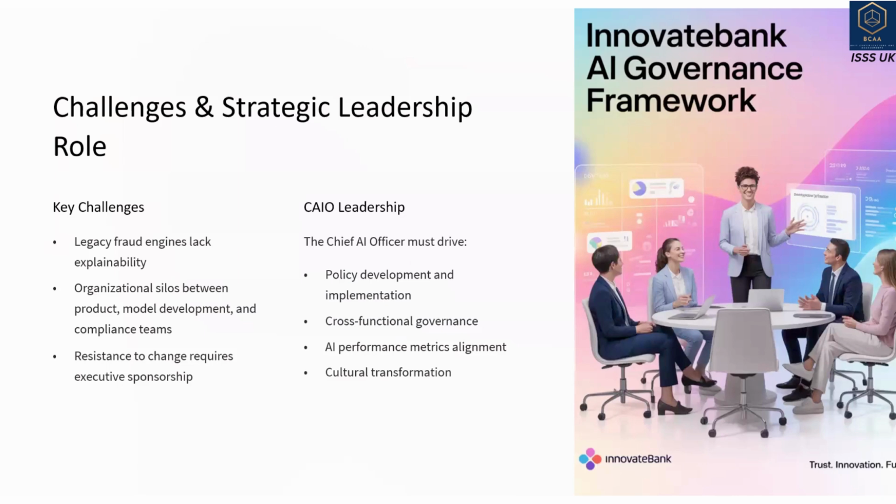And who plays an important role? The CAIO, which is your Chief AI Officer leadership role, plays an important role. What is the role description? It defines policy development and implementation, cross-functional governance across different departments, right? He is the leader. AI performance metrics alignment. Define all these metrics not only for systems but for people, right? Who are participating in the forums. Define the roles.